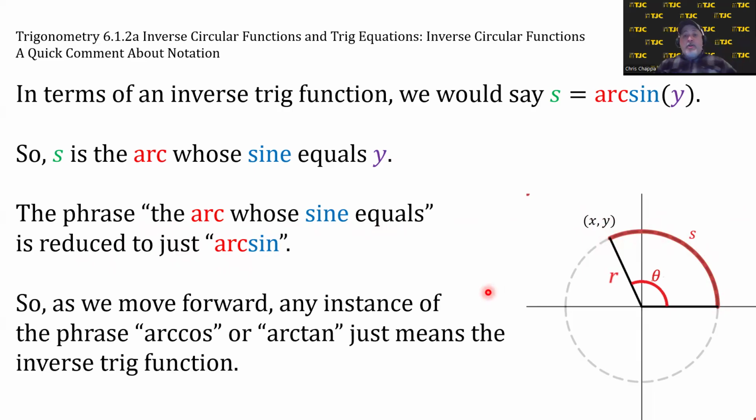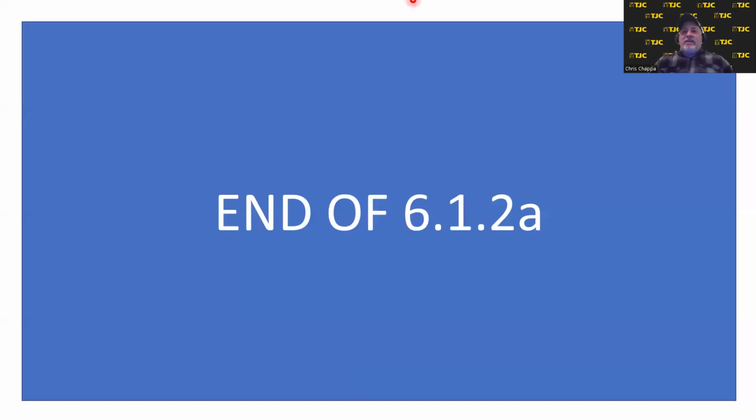So as we move forward, any instance of the phrase arc cosine or arc tangent just means the inverse trig function. And I'll admit, since I'm writing this after all the other videos were made, I did not use the arc notation in the other videos, but I have seen it in homework problems go back and forth between the arc notation and the -1 notation. So just understand that they both mean the same thing. And I believe that's the end of this video, and it is.